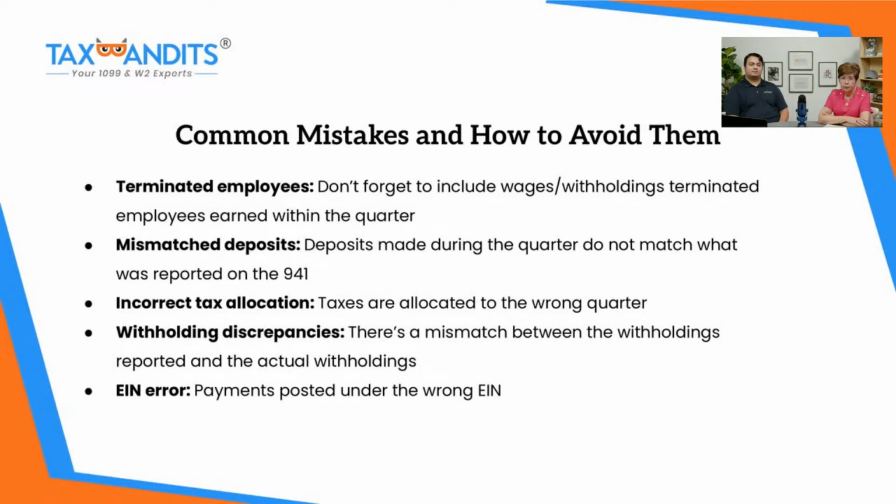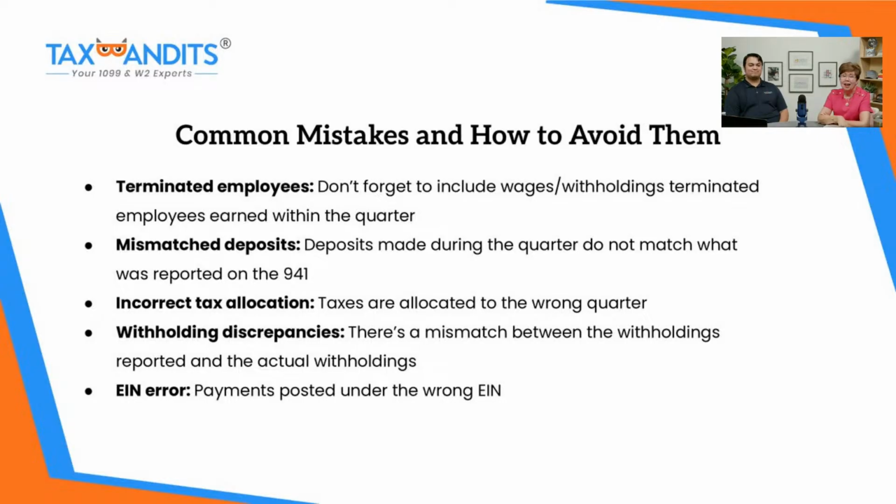So, common mistakes. Terminated employees: don't forget to include the wages and withholdings for terminated employees. Even if you had an employee that you only gave one paycheck, don't forget about them. They need to be on that 941. I know sometimes you want to forget about terminated employees, but make sure you don't forget about their wages and their withholdings.